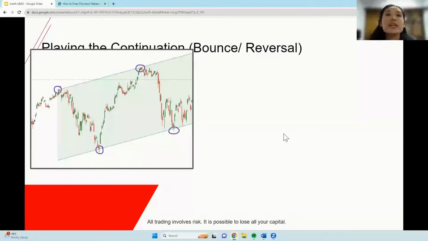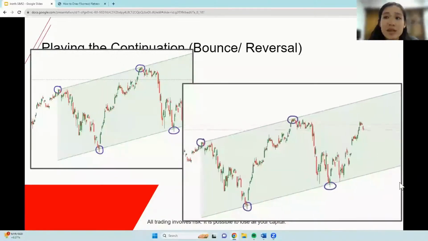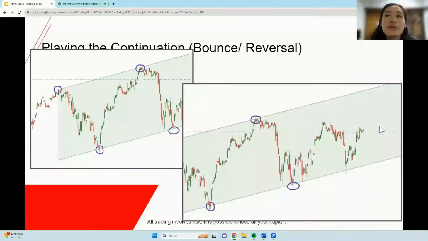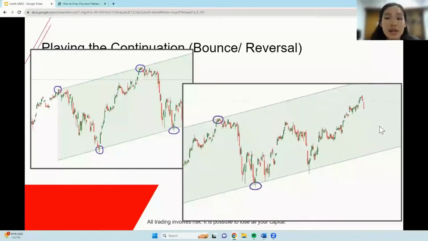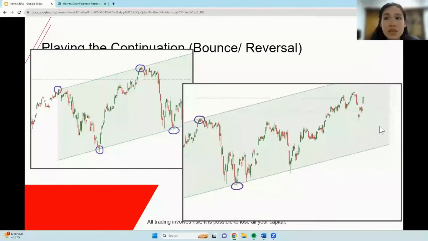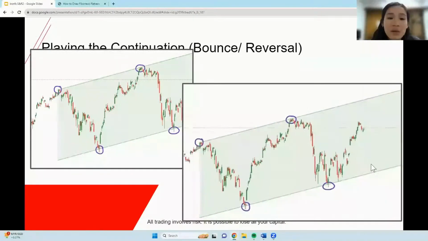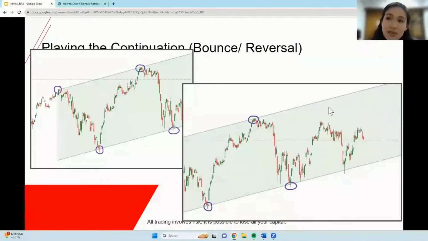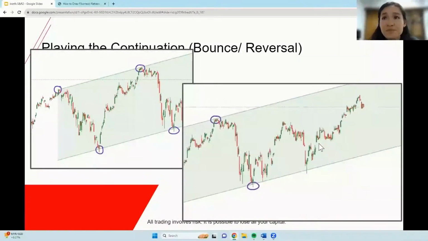Okay, so in this example, I have an ascending trend channel, and price is moving within the trend channel. In this case, I'm playing the continuation, and the continuation is simply an uptrend. When I say bounce or reversal, I'm looking at price bouncing off of the trend channel, which you see over here. Bounce off it, it moves within the trend channel. So that's why we say continuation.